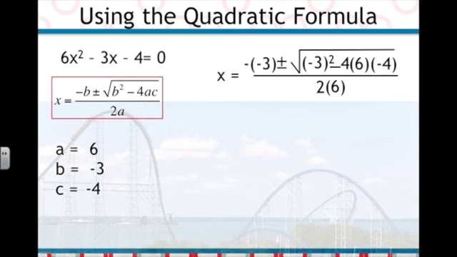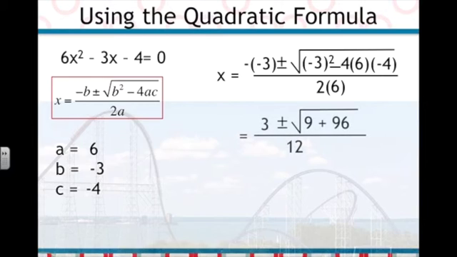Now that we have all the proper values in place, all we need to do is simplify. First, let's simplify what's in the square root. Negative 3 squared is positive 9, and 4 times 6 times negative 4 is 24 times negative 4. 24 times negative 4 is a negative 96. So we have the square root of 9 minus a negative 96, which is the square root of 9 plus 96. Also, notice that in the denominator 2 times 6 was 12, and notice our double negative gave us a positive 3 in the numerator.